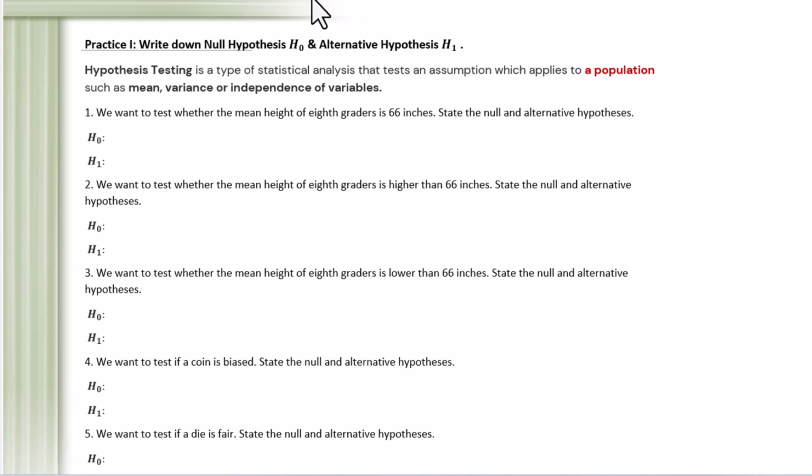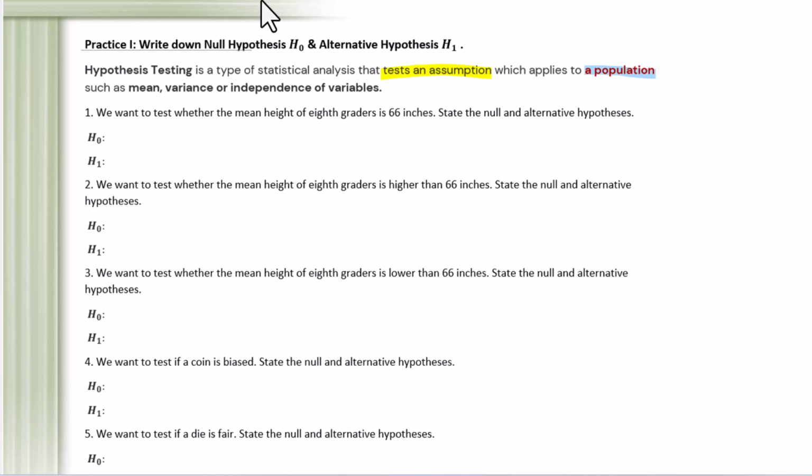Hypothesis testing is a type of statistical analysis that tests an assumption which applies to a population, keyword population, such as mean, variance, or independence of variables. In other words, when we write down H0 and H1, we have to use population mean or population variance.